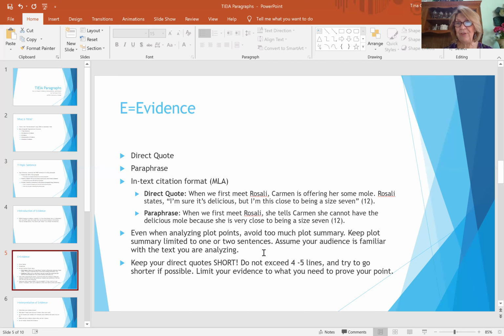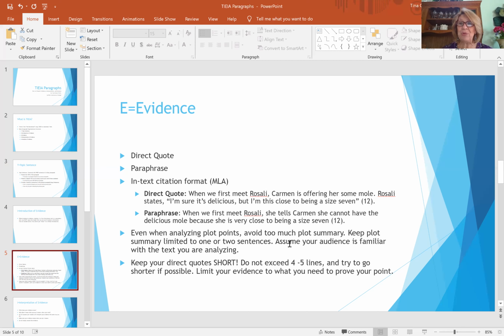Now, be careful with paraphrasing. You do not want to provide too much summary. Remember, your audience is someone who is familiar with the text that you are analyzing. So even if you're analyzing a plot point, keep your plot summary to 1 or 2 sentences, just as we see here. When we first meet Rosalie, Carmen is offering her some mole. Very brief plot summary.